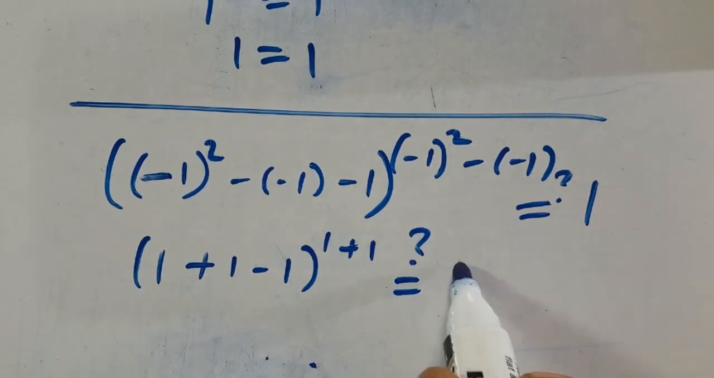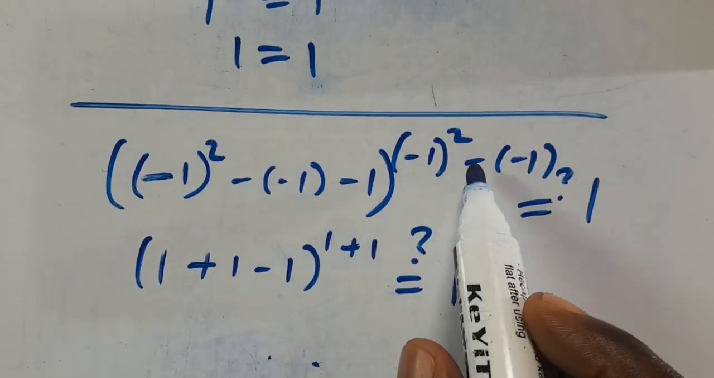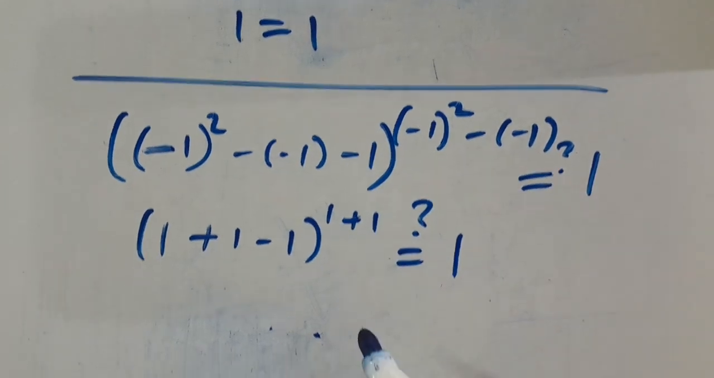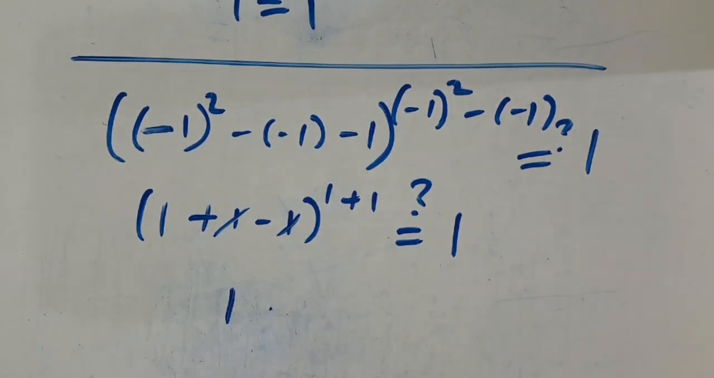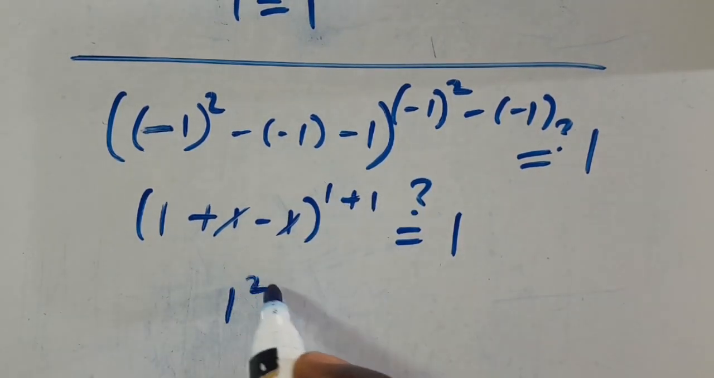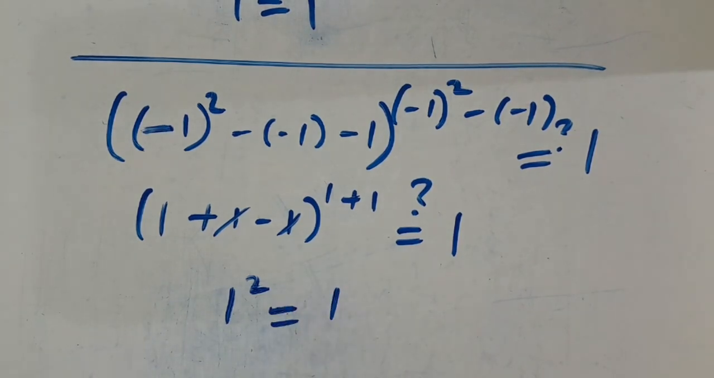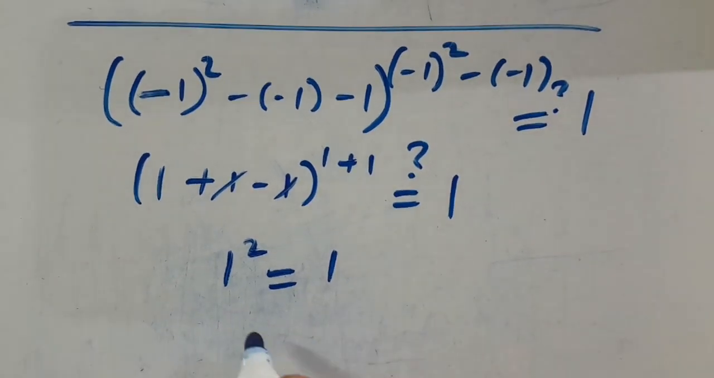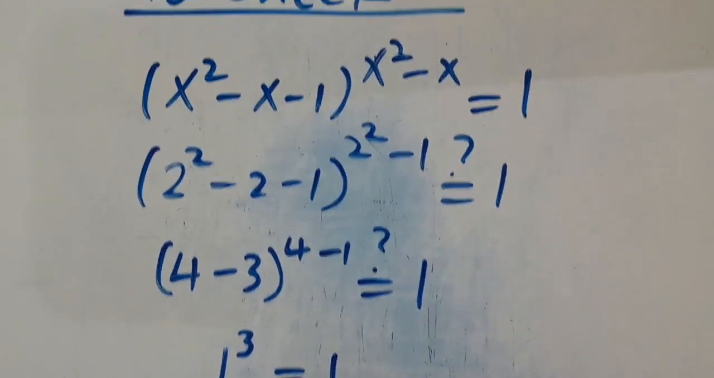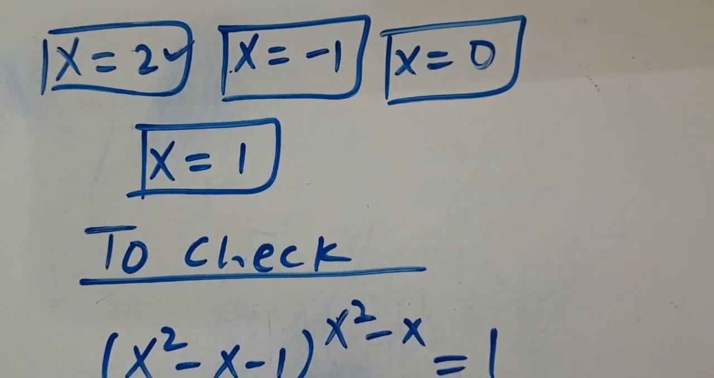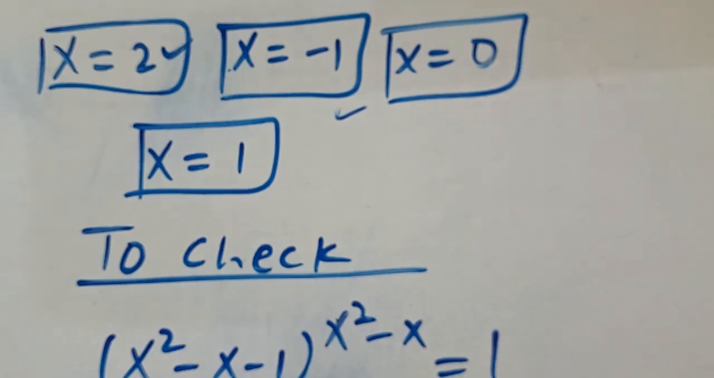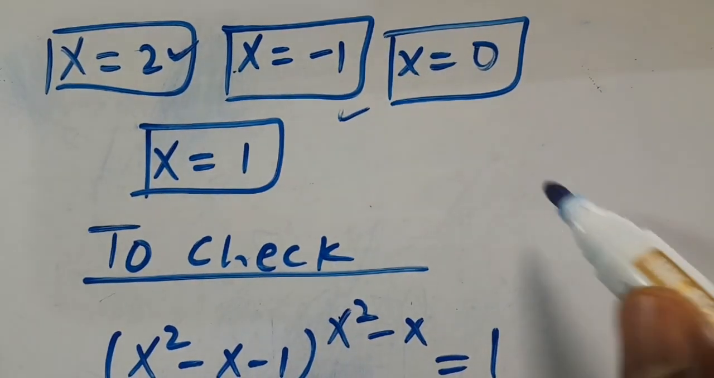Then is it going to give us 1? Minus times minus will give us plus. So here, this and this will cancel. We have 1, then to the power of 1 plus 1, which gives us 2, which is equivalent to 1. So from here, 1 equals 1. So this is also true for the value of x equals minus 1. Let us also test for x equals 0.